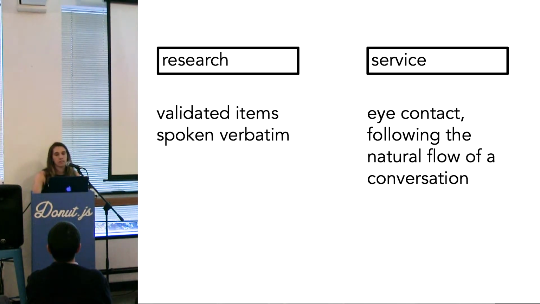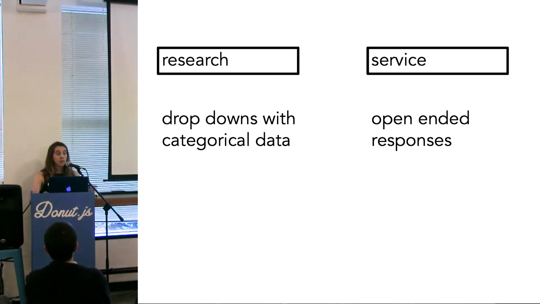So how else is this difficult? Research wants drop-downs with categorical data. That is all it wants. And service doesn't care about that. Service wants open-ended responses. We're talking to people about their entire lives. These are people with really complex lives and situations. They have a lot to say, a lot to tell that their providers need to understand to provide care.